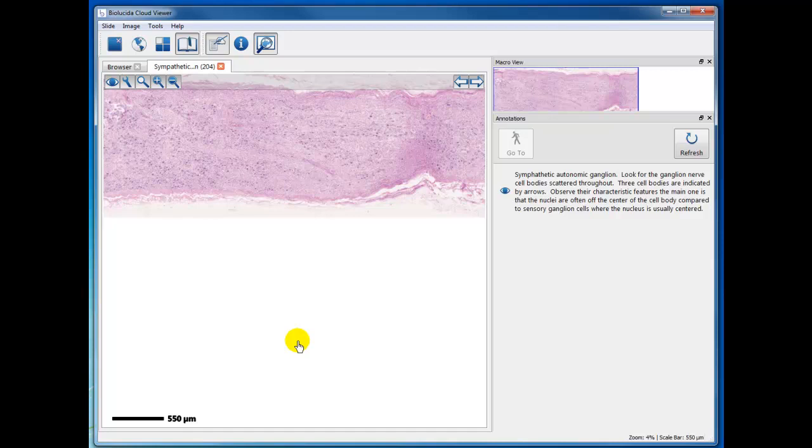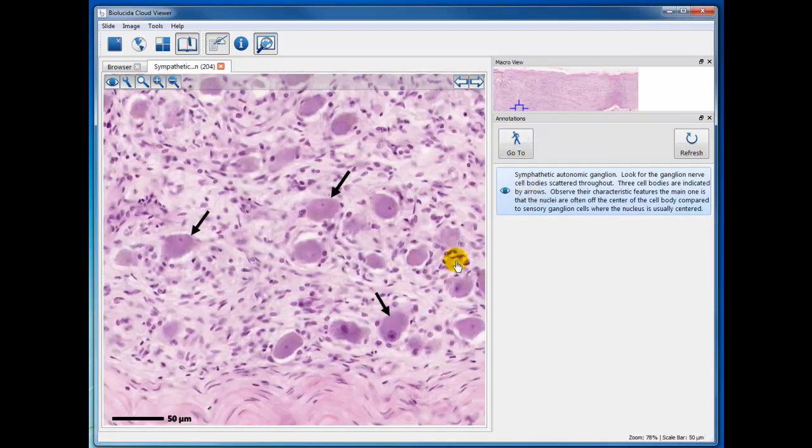cell bodies for the sympathetic nerves that control blood vessel diameter as well as control digestive systems. Actually, the sympathetic system kind of shuts down the digestive tract. So I have an annotation here that guides you to the cell bodies of these sympathetic neurons.